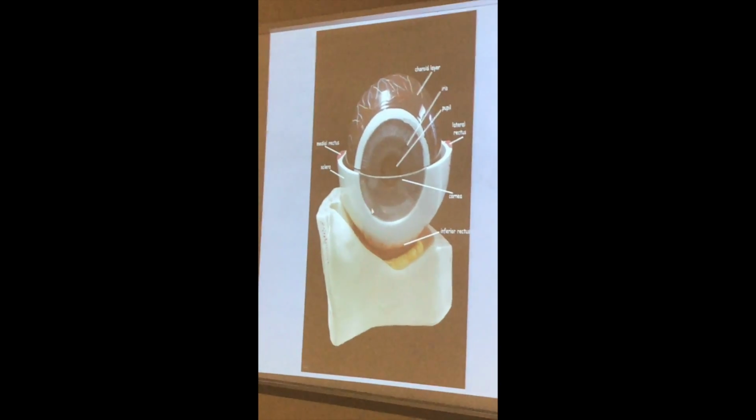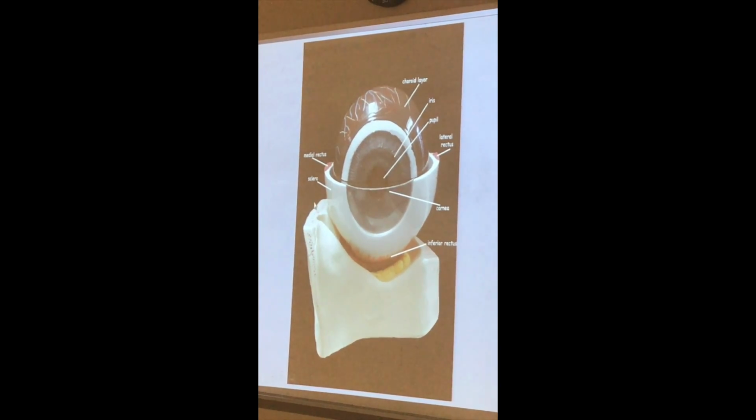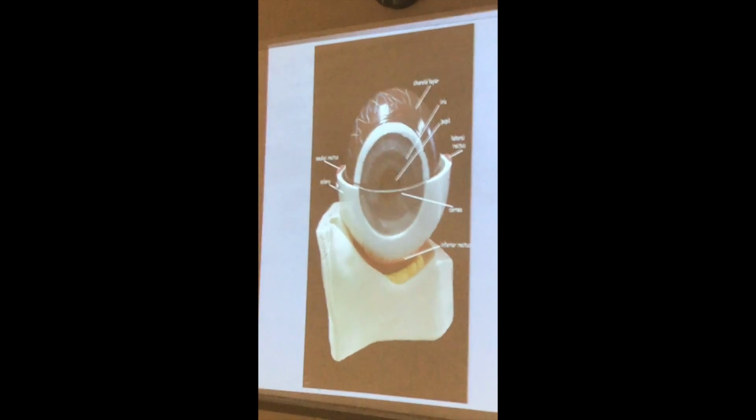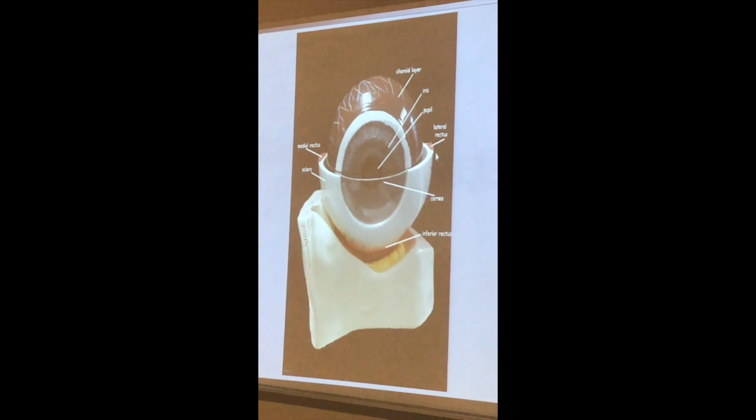What we're looking at over here is a left eye. Here's where the nose would be. You can see over here the sclera and the clear cornea, all part of the fibrous tunic.